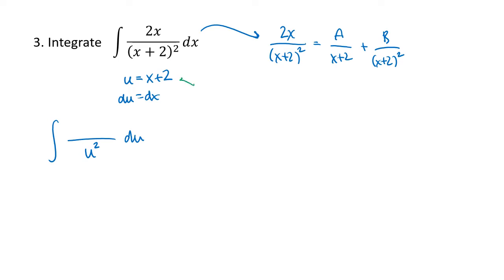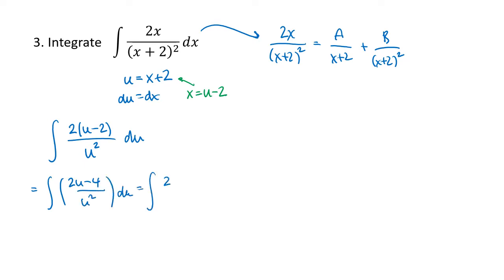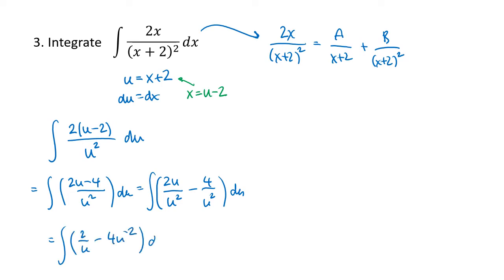Well, one of the tricky things that we can do with substitutions is we can rewrite that equation u equals x plus 2 as x equals u minus 2, which means the top of this fraction is 2 times u minus 2. Now, the advantage of doing this is that since my fraction now looks like 2u minus 4 divided by u squared, I can break that up into two simpler fractions, 2u over u squared minus 4 over u squared, or 2 over u, and then I'll write this as 4u to the -2.